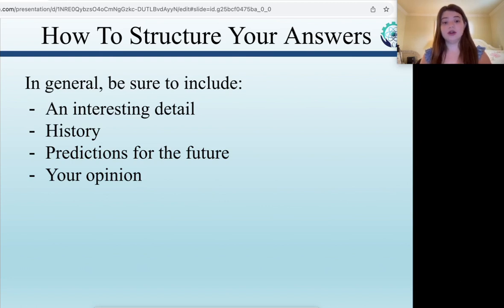Also, one thing that's not on here is to make sure that you're using good relevant vocabulary that makes the most sense for the situation. Having a strong vocabulary in general will help you for this as well.